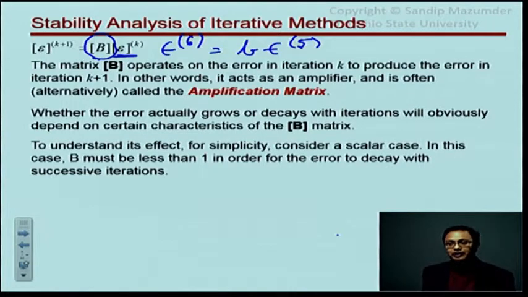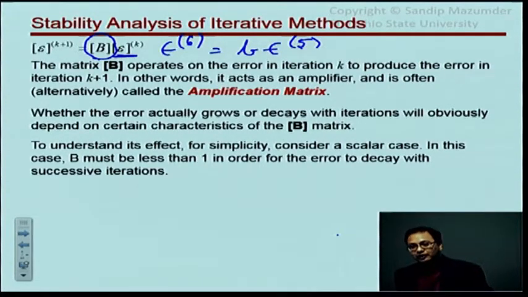And if b is greater than 1, then some number greater than 1 to the power n, if n is a large number, is a huge number. I mean, 1.2 to the power 100 is probably a few million. So it will quickly grow and just blow up. So it's easy to think of it in terms of a scalar because then we see that b must be less than 1. Otherwise, the error is not going to die out. If it is less than 1, even if it's 0.99, then with successive iterations, it's becoming 99% of each iteration's value.